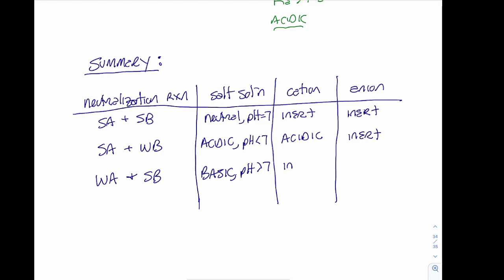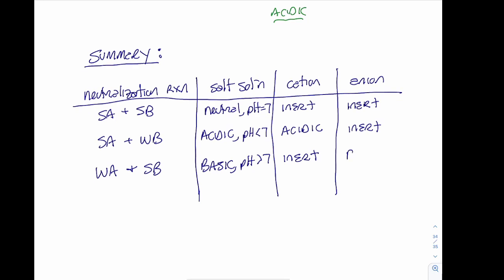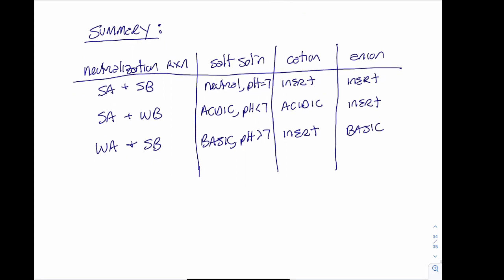This time my cation is neutral, right? It's my spectator ion, it's inert. And then my anion is going to be basic. And then our last version is if they're both weak, right? My salt solution really could be any of those things. So it could be acidic, basic, or neutral.